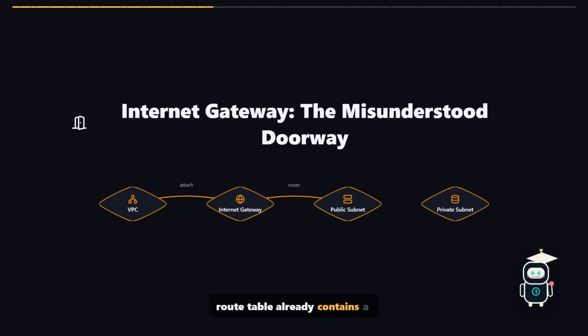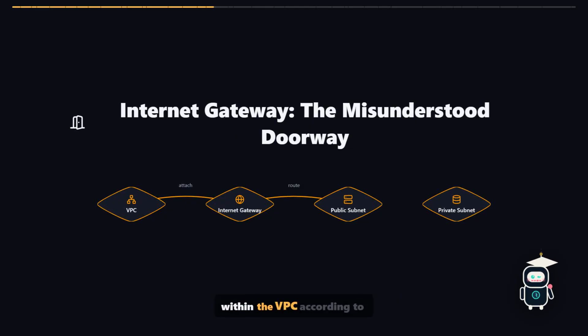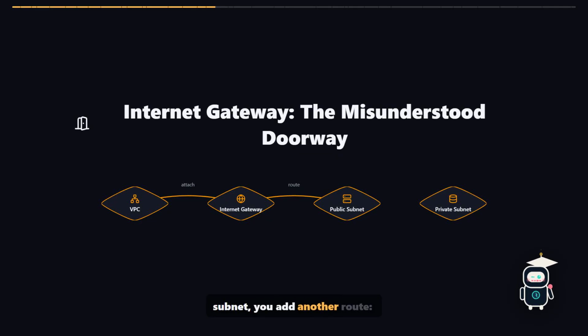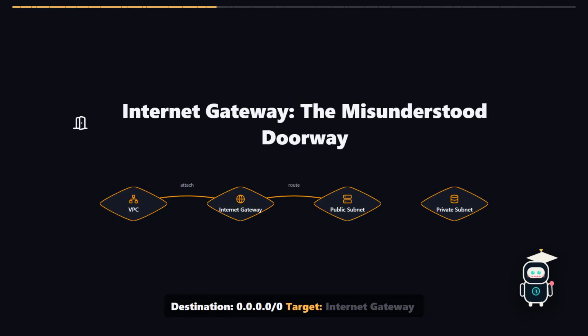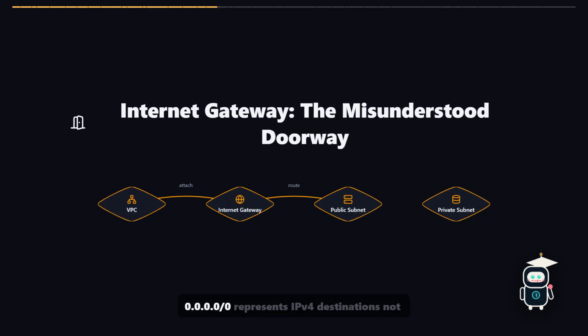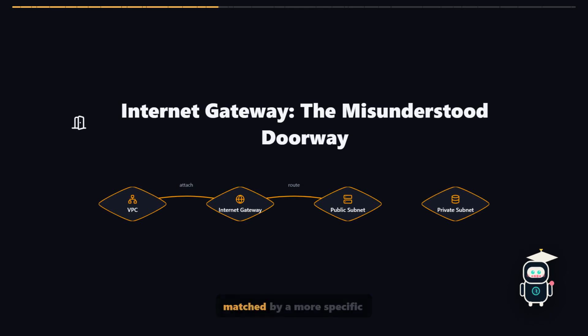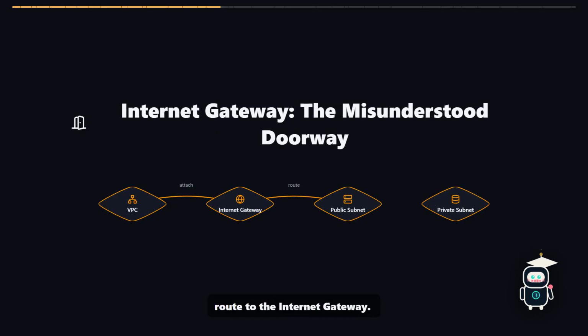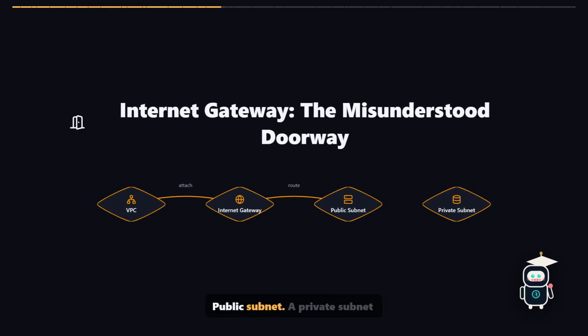Your route table already contains a local route that allows communication within the VPC according to the network and security configuration. For a typical public IPv4 subnet, you add another route, destination 0.0.0.0/0, target, internet gateway. 0.0.0.0/0 represents IPv4 destinations not matched by a more specific route. In this case, the general internet path. Associate that route table with the subnet, and that subnet now has a route to the internet gateway. That's what makes it a public subnet.